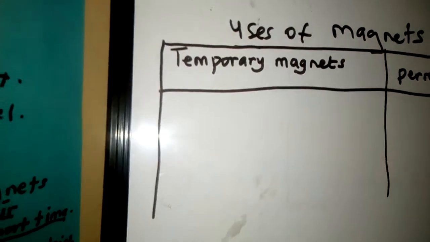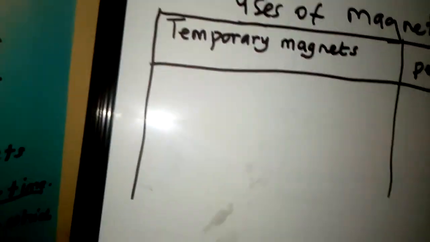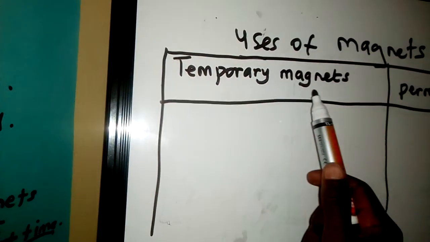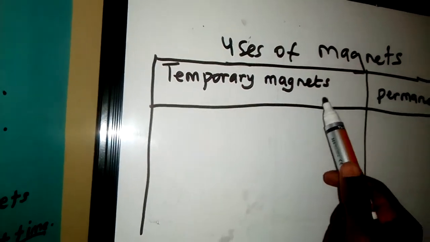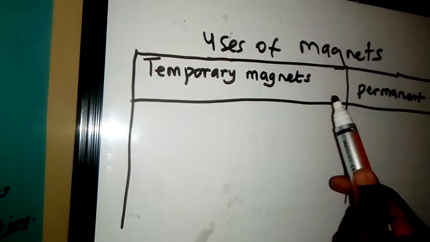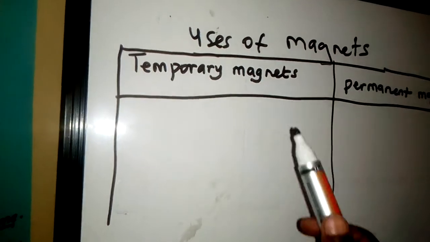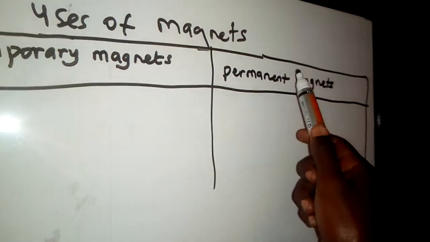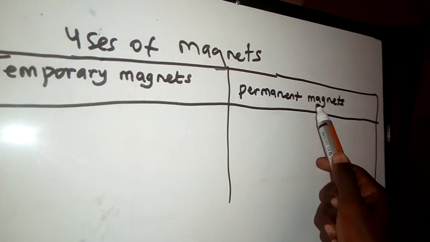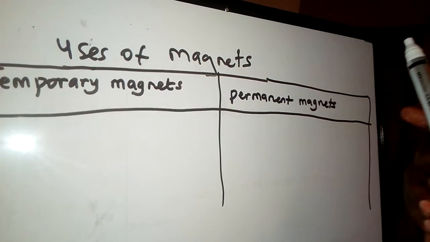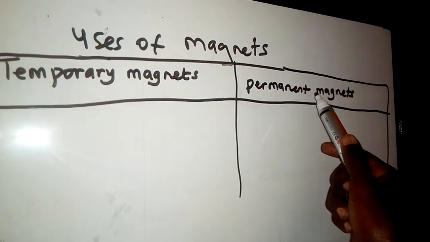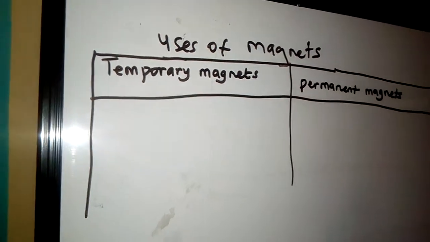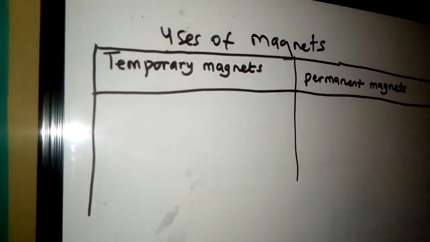So before we give the uses, I want to let you know that temporary magnets are used by instruments that need magnetism for a very short time, while permanent magnets are used by those instruments which require magnetism for a long time. Now, where do we use temporary magnets? The uses are quite many.